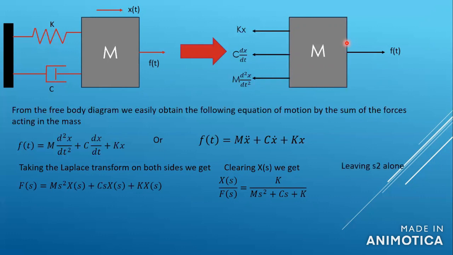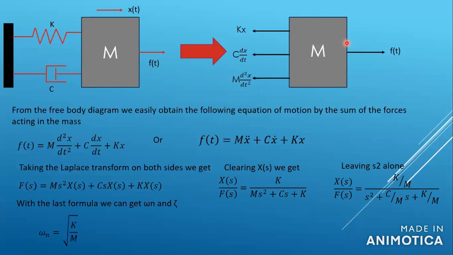Now, we have to leave s squared alone because it's the typical equation of the Laplace form. So X(s) over F(s) is now equal to k over m, over s squared plus c over m s plus k over m.